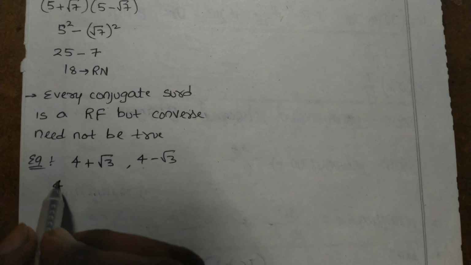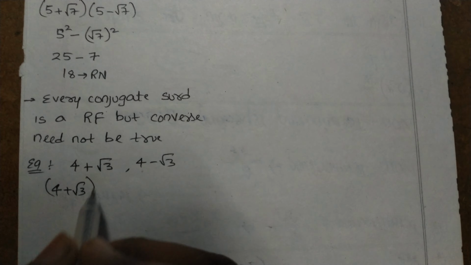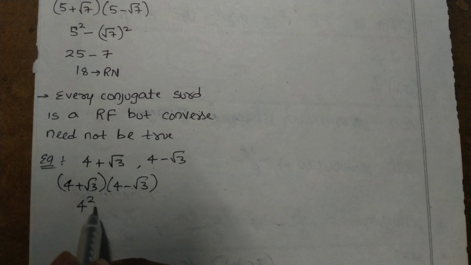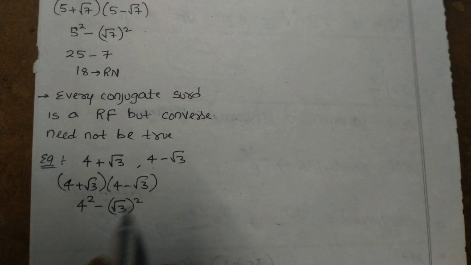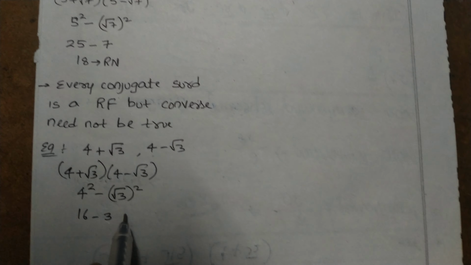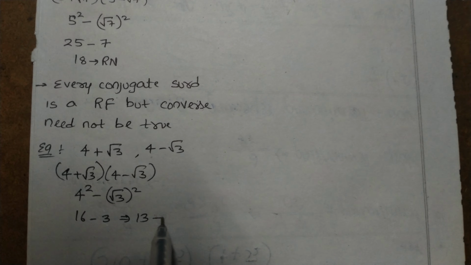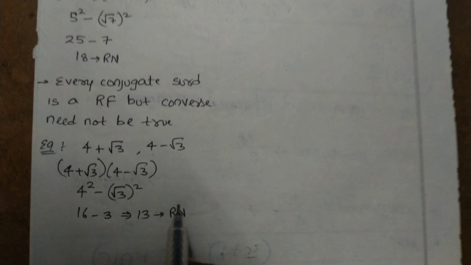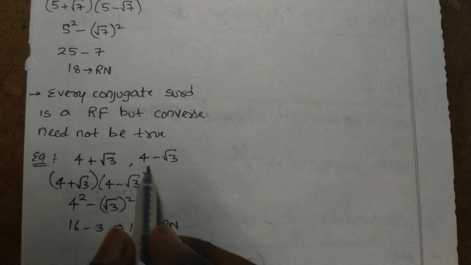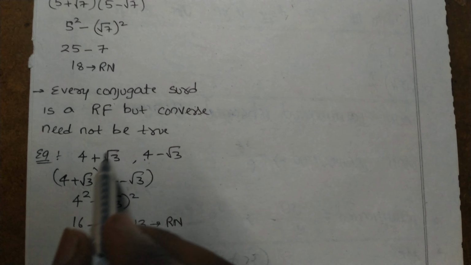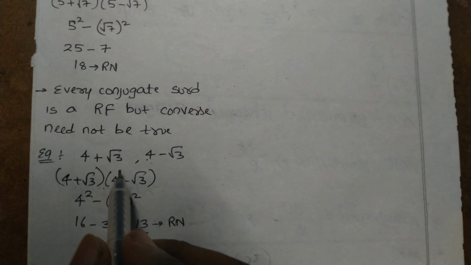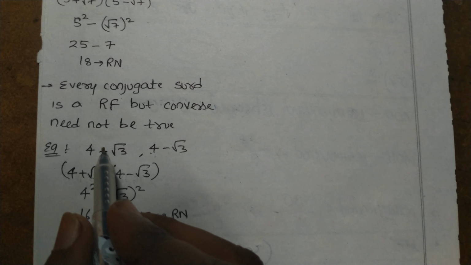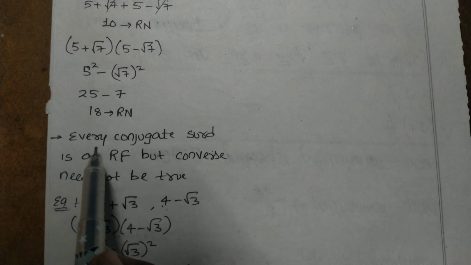So multiply 4 plus root 3 into 4 minus root 3. Again a plus b into a minus b, so a square minus root 3 whole square. What are you going to get? 16 minus 3, which means 13. Is 13 a rational number or not? It is a rational number. So if this is a rational number, then 4 minus root 3 is the rationalizing factor of 4 plus root 3. Yes, now 4 minus root 3 is the rationalizing factor of 4 plus root 3. So now you read the definition.